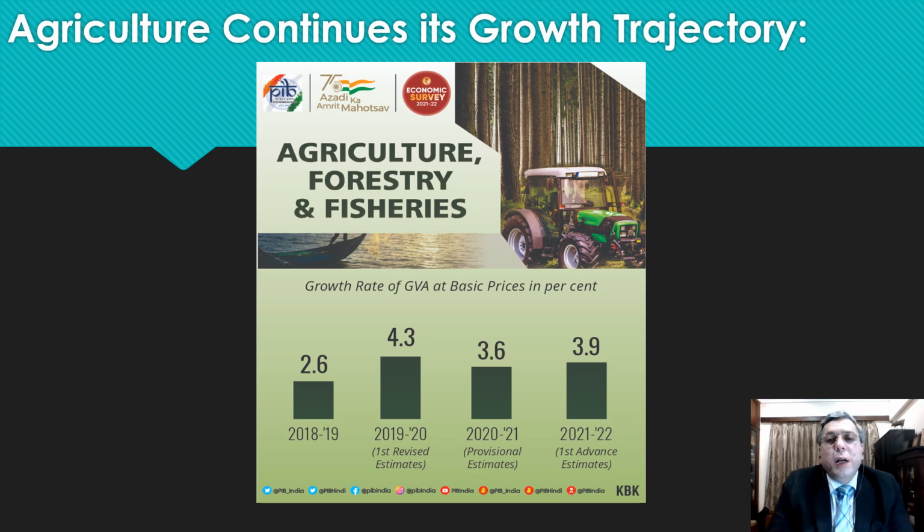Coming to where most of India resides, in the rural economy, we have seen that the rural economy did not get that strongly impacted by the COVID. That was the resilience of the rural economy plus the government.